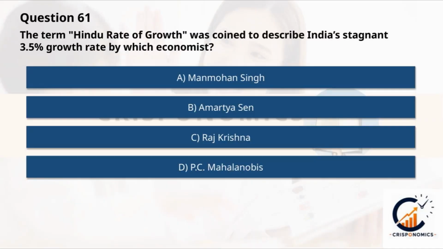Let's talk about the term Hindu rate of growth. It describes India's slow economic growth, stuck around 3.5% for a long time. But who actually coined this phrase? Was it Manmohan Singh, Amartya Sen, Raj Krishna, or P.C. Mahalanobis? This question points us to the economist who first captured this challenging period in India's development story. It's a key moment in understanding the country's economic history.